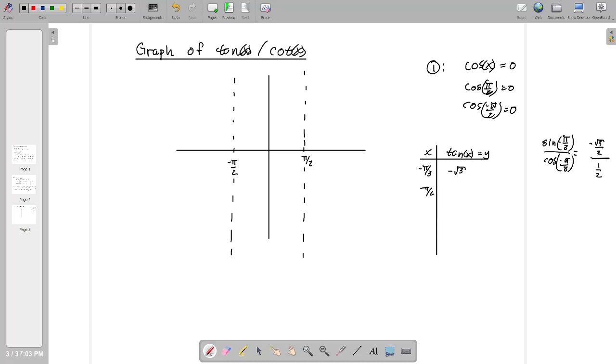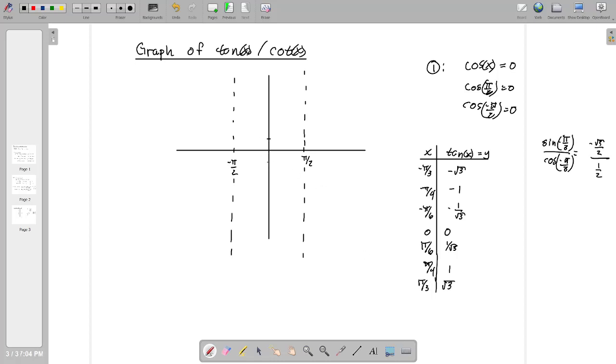At negative pi over 4, tangent will be negative 1, quadrant 4. At negative pi over 6, we would have negative 1 divided by root 3. At 0, we have 0 because sine of 0 is 0 and cosine of 0 is 1. And then the positive versions of these values. At pi over 6, we would have positive 1 divided by root 3. At pi over 4, we have positive 1 for our y value, and at positive pi over 3, we would get the positive root 3 for our y value.